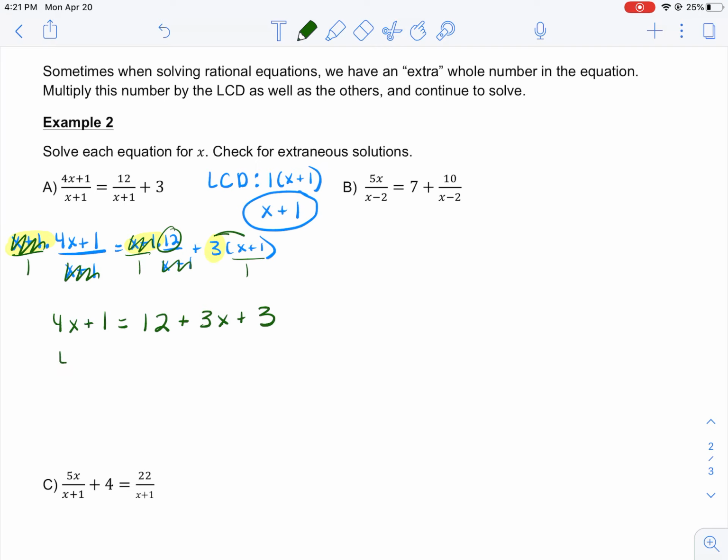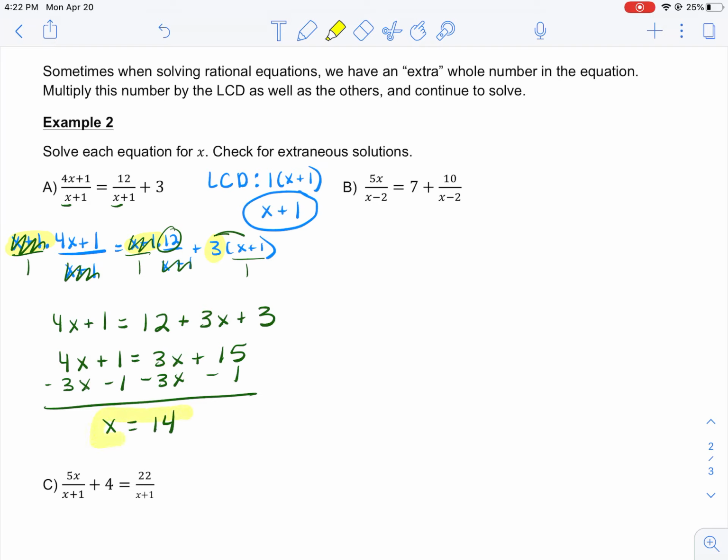Okay, so now I am going to clean up my right side. 4x plus 1 equals 3x plus 15. And then I'm going to subtract 3x from both sides, and I'm going to subtract 1 from both sides, and I get x equals 14. Okay, and notice 14 plus 1 is 15, so I don't get 0 in the denominator, and so the answer is x equals 14.